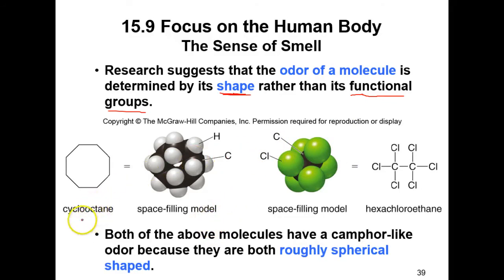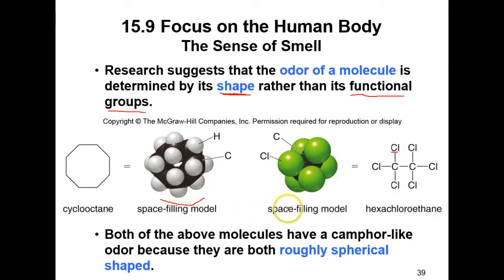You have cyclooctane, which is 8 carbons, just carbons and hydrogens. Then you have this molecule, which is hexachloroethane. Now, if you look at the shape of these molecules, this is what's called a space filling model. You've probably seen these in the book. This is actually what they think the atoms or the molecules look like. It's blobs of electrons. It's obviously not a Cl and a stick and a carbon attached to it. It's blobs of electrons.